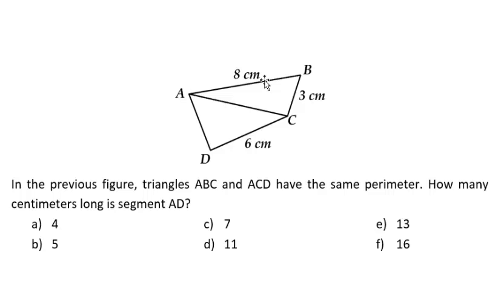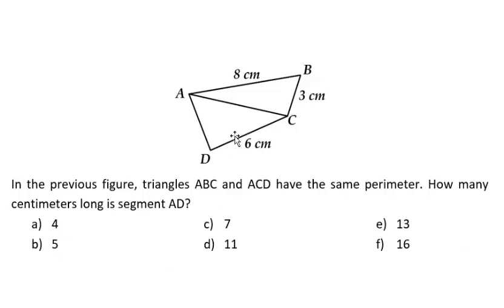Okay, so the two triangles that you can see in there, it says that they have the same perimeter. How many centimeters long is segment AD? When you say segment, it's a line, but it's not an infinite line. It's a short line, like it has a beginning and an end. So segment AD would begin on A and it's gonna end on D. So I'm talking about this one. Okay, how many centimeters long will be segment AD? That's the question.